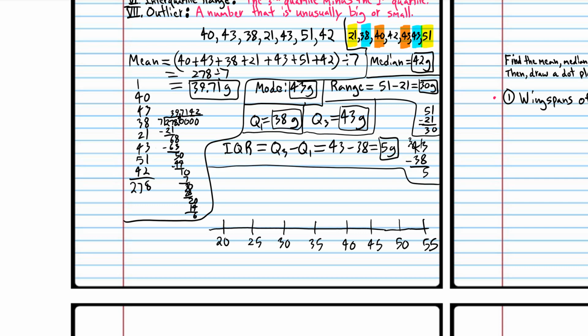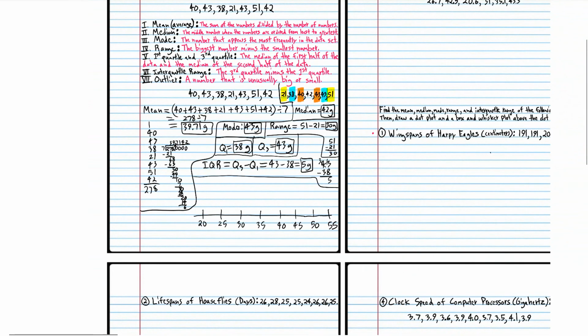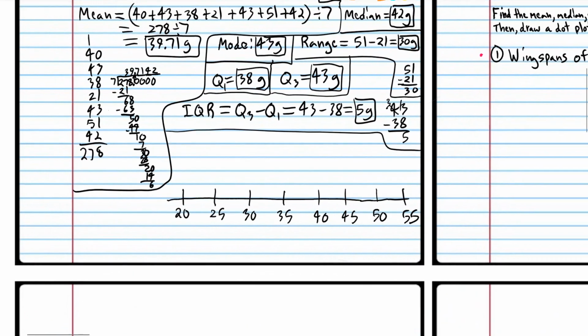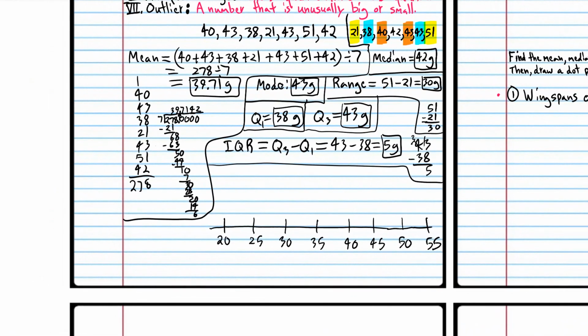So what we're going to do is we're going to make a graph called a dot plot. Okay, it's called a dot plot. So what we're going to do is we're going to write dots for the numbers. We have 21, and I'm looking at the list up here. We have 38, 40, 42, 43, another 43. So we have two 43s.